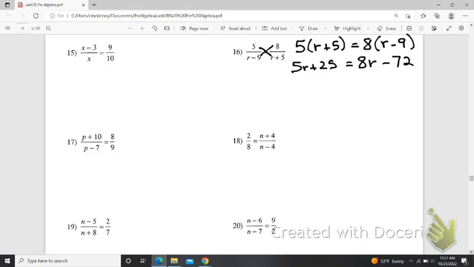And then I need to get those variables on the same side. Your choice. If you move them to the other side, we should still get the same answer. I do have different signs, so I subtracted them, and I had a bigger negative, so it is negative 3r. Don't forget that negative sign on the 72. We've dealt with that kind of thing before.